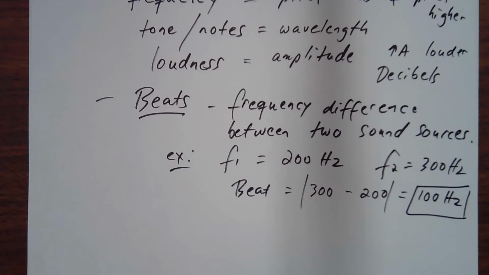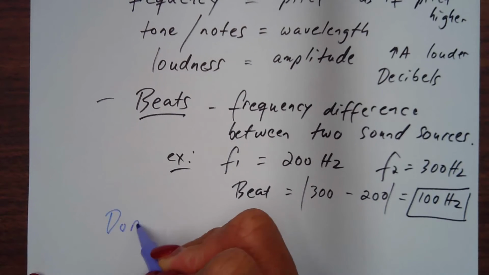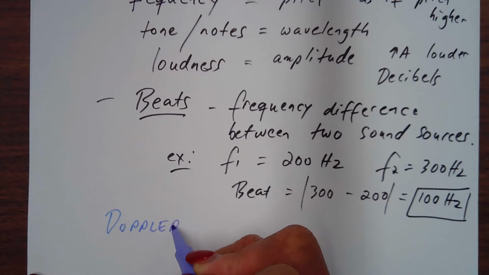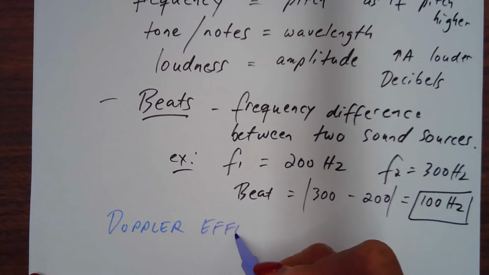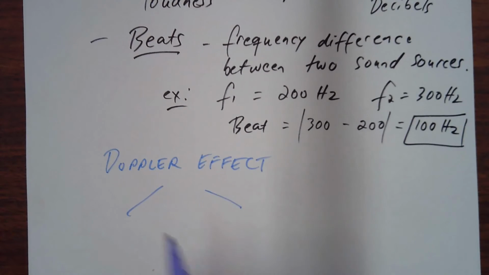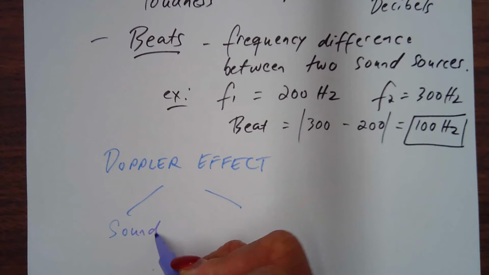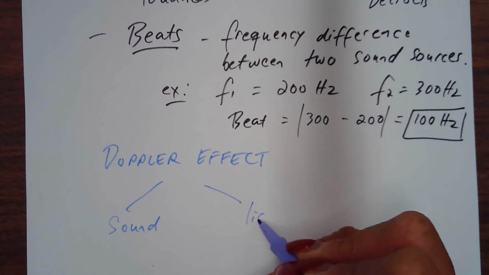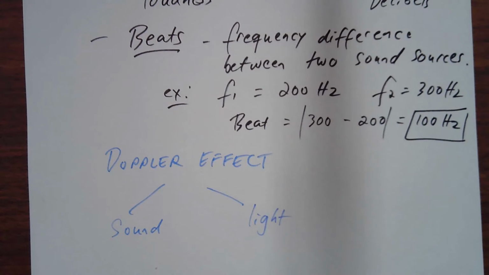Another unique characteristic of waves is what we call the Doppler effect. The Doppler effect happens to both sound and light waves, so longitudinal and transverse. You get the Doppler effect.